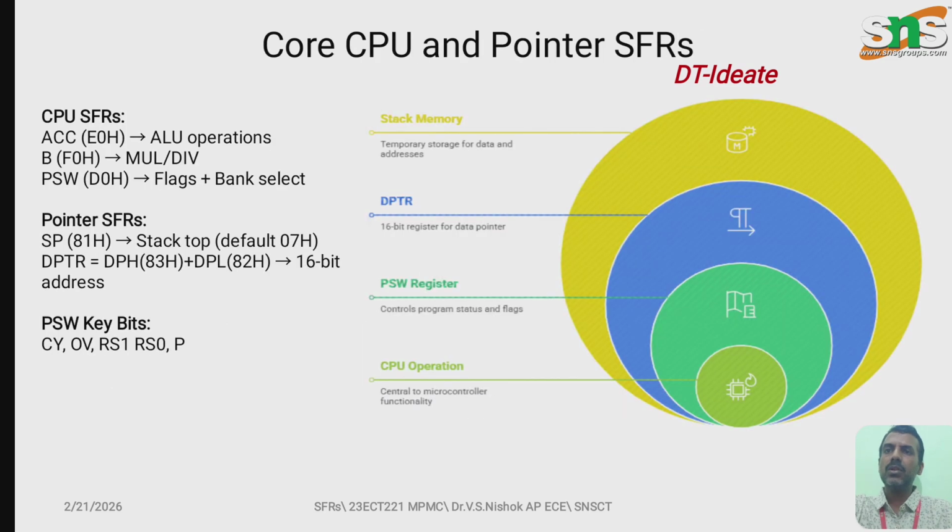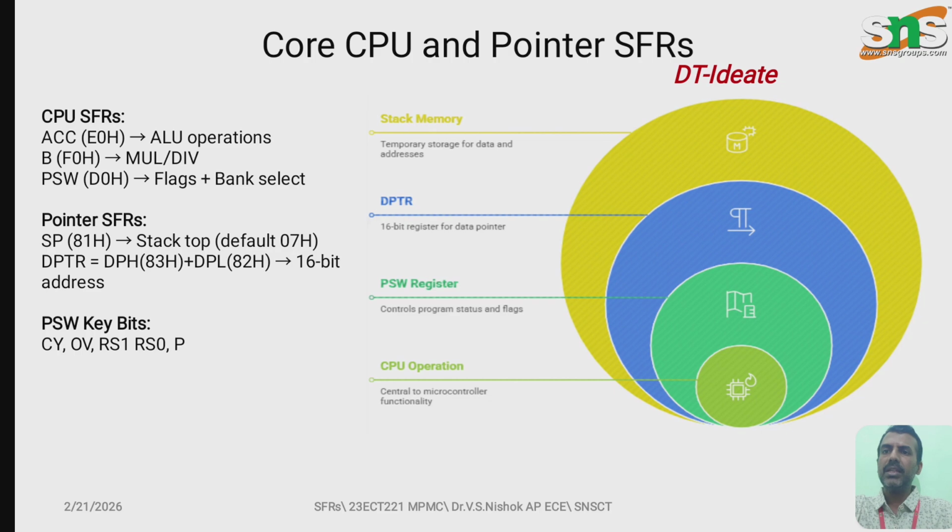Coming to the core CPU and pointer SFRs, the accumulator is used mainly for the ALU, that is, arithmetic and logical operations. The B register is used mainly for multiplication and division, and PSW is used as a flag register, for example the carry flag, overflow flag and parity flag. Coming to the pointer SFRs, the SP, stack pointer, points to the top of the stack, which is used when the processor goes to a subroutine or attends to an interrupt.